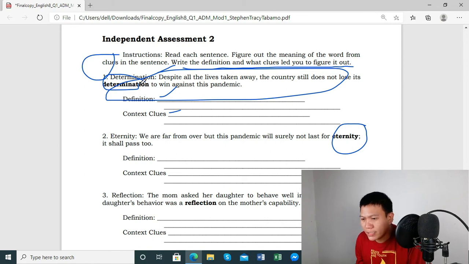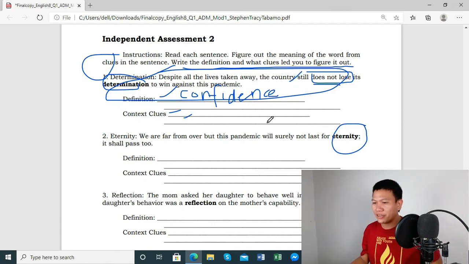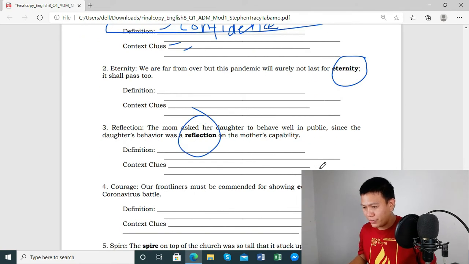Example natin dito. Despite all the lives taken away, the country still does not lose its determination to win against this pandemic. So, kunwari lang naman, determination. Let's say, confidence. Example lang to ha. This could be wrong, this could be correct. Okay. So, this is our definition. It could be one word or a sentence. Tapos, alin dyan ang pa-decide sa'yo na confidence ang meaning niya. So, maybe, does not lose. So, if you have the confidence, you don't like to lose. So, susulat mo dyan sa context clues. Period. So, this will apply to the other words below.